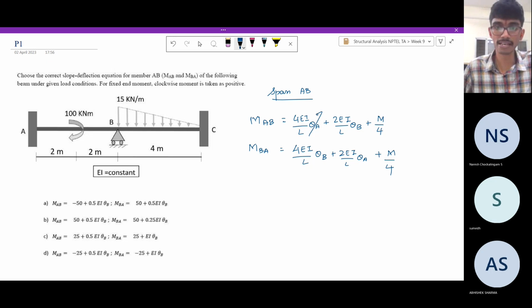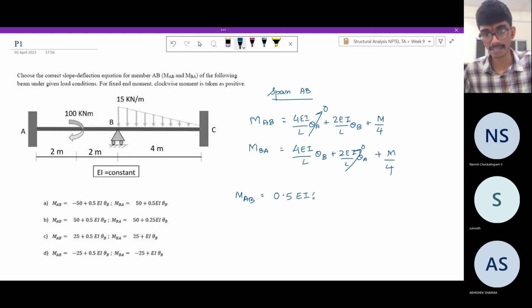Just substitute the values. Theta A is 0. You get 2 EI by L. L is 4, so 2 by 4 is 0.5. So MAB is nothing but 0.5 EI theta B. M is 100, so it is plus 25.